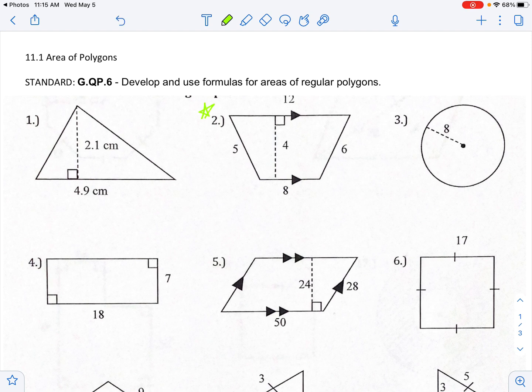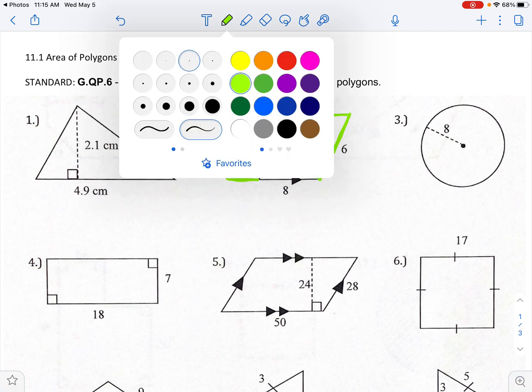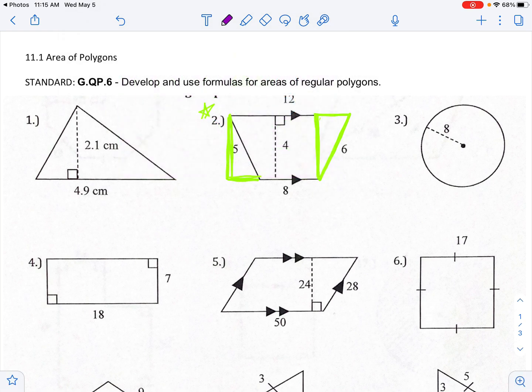Number 2 is a trapezoid. If you remember from back forever ago, you could cut a trapezoid right here and take this triangle, spin it around, and put it right there. So you can quite literally turn this trapezoid into a rectangle. That's no longer here.